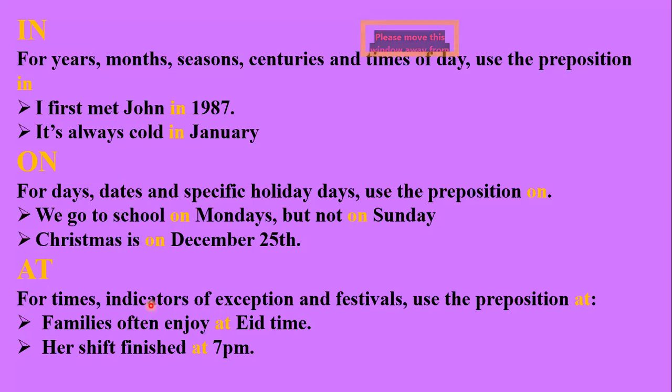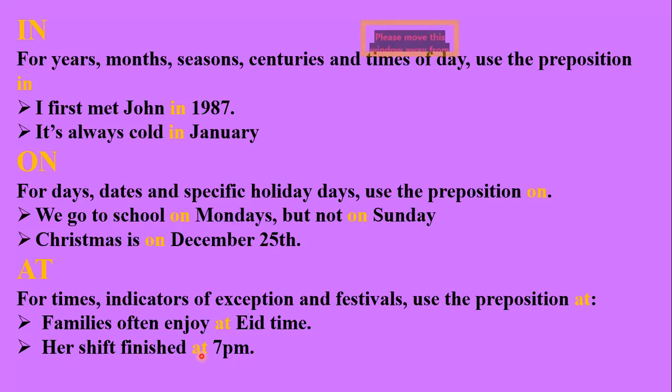Okay, if it's a particular time I'm talking about, like meet me at sharp 8 p.m. So at sharp 8 p.m. Okay, and festivals. For example, look at the first one. Families often enjoy at Eid time. Okay, so now this is a specific occasion or a specific time I'm talking about, so I'll use at. Her shift finished at 7 p.m. Now, this is a very particular time here, 7 p.m. So with this, I'm going to use at. Okay, I will not say her shift finished in 7 p.m., or her shift finished on 7 p.m.